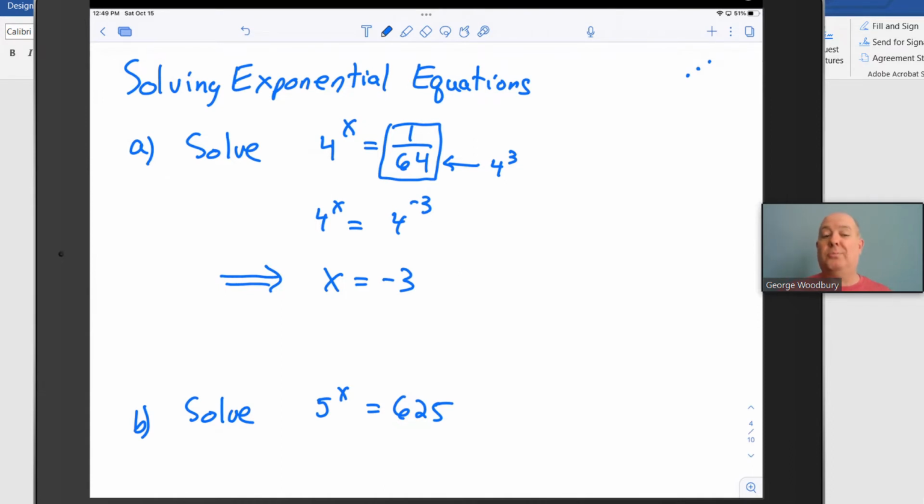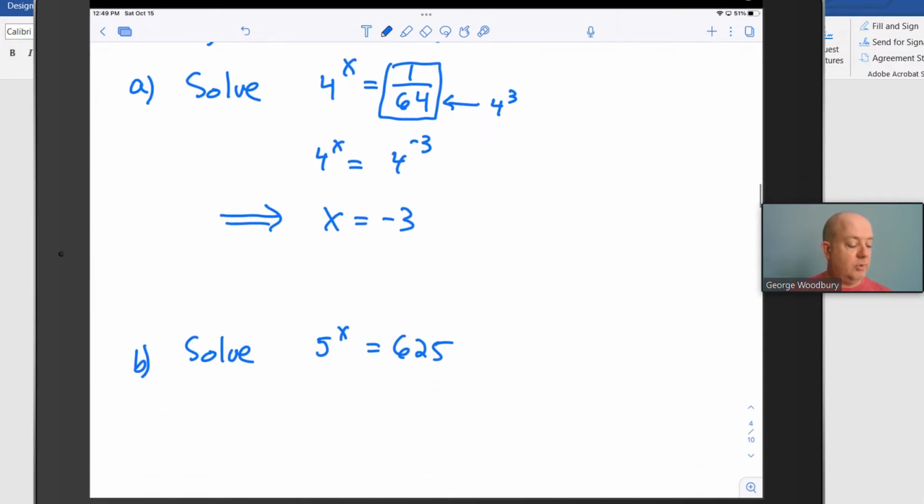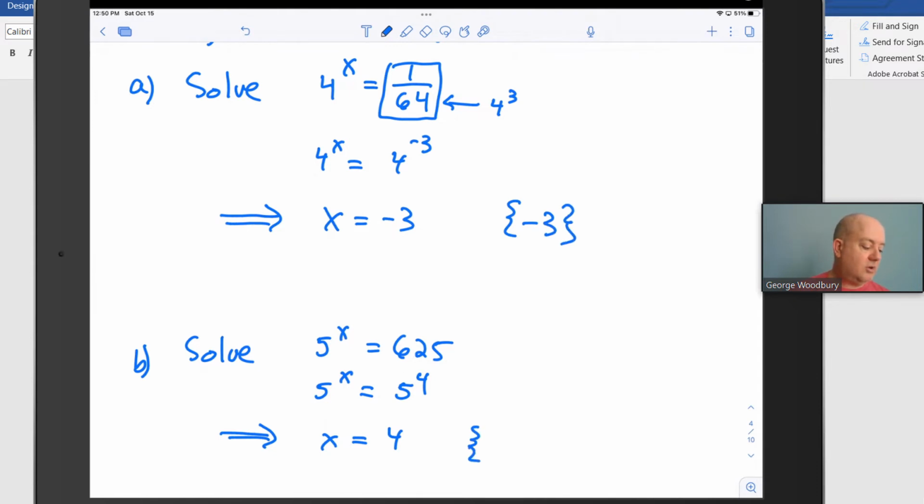Part B is similar, except the exponent's not going to be negative. With 625, what you want to try to do is start raising 5 to powers until you reach 625. If you go past 625, then we need to come up with another strategy. 5 to the fourth power is 625, so we can rewrite this as 5 to the x power equals 5 to the fourth power. And again, because the bases are the same, the exponents must be the same, and we have x equals 4. We can use our solution set notation for these, just like the other equations we've learned to solve.